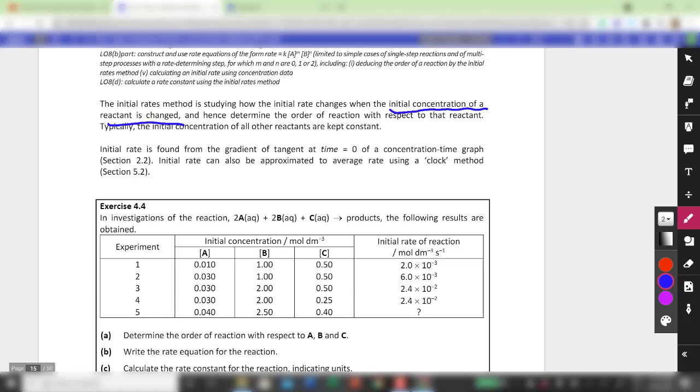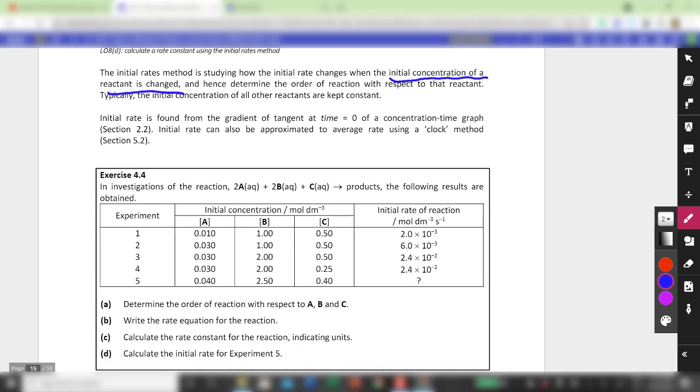Okay, so I'm going to discuss quite extensively on this using exercise 4.4 as an example, and it is very important for all of you to understand some of the concepts which I'm going to discuss over here. Before I go into exercise 4.4, I want to stress how the initial rate can actually be obtained. There are two methods where it can be obtained.